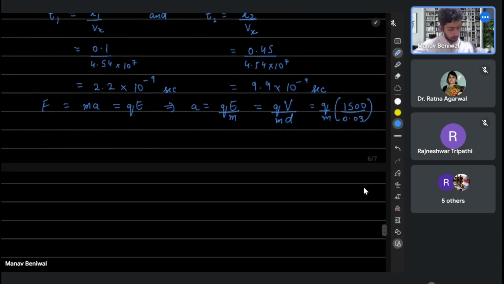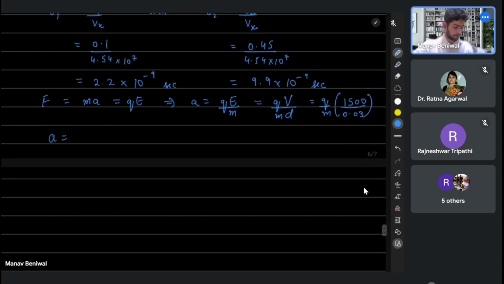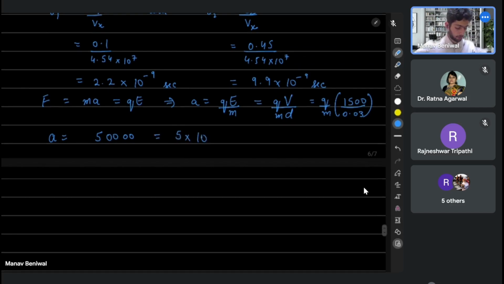Okay, so the acceleration comes out to be 1500 divided by 3 into 10 to the power minus 2, so this will be 50000, or 5 into 10 to the power 4. And here we have our q by m in multiplication, and this is in meters per second squared.